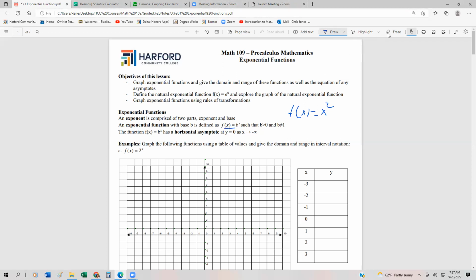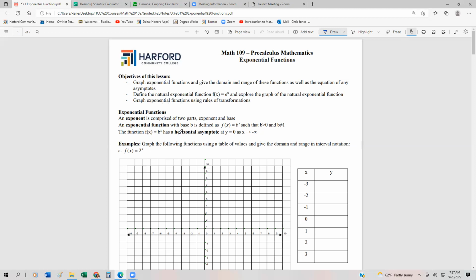So in this section, we're going to explore not just the exponential functions, but what the graphs of the exponential functions might look like. And then we're going to define something called the natural exponential function, which is going to be e to the x, and we're going to explore the graph and the properties of that. And then finally, we're going to be able to use our rules of transformations to shift the graphs. Okay, so an exponential is comprised of two parts, a base and an exponent, which we've seen many times.